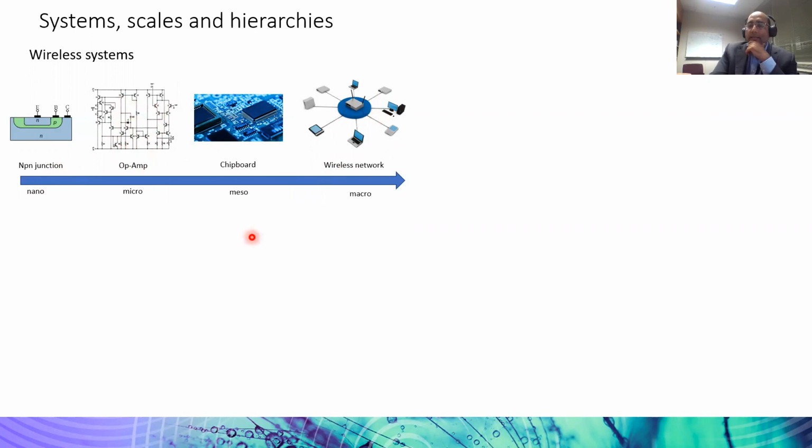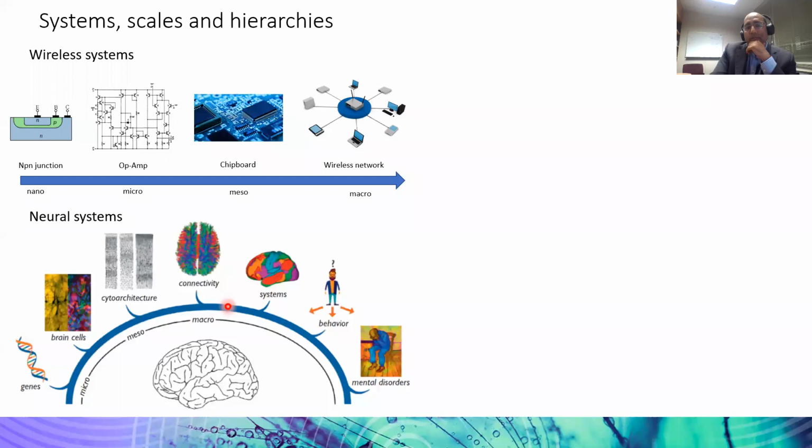Similarly, these artificial systems are probably inspired by biological systems. If you look at the brain, the basic elements, the genes or the brain cells we call neurons, combine together to give you a cytoarchitecture, which I was showing before. Then many of these connect together to give another level of brain networks and connectivity, and this is where I will focus today. Then these result in brains, and of course populations and behaviors, and of course disorders.